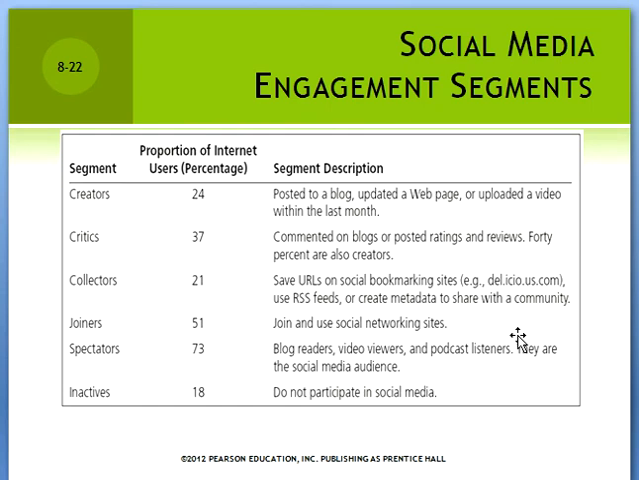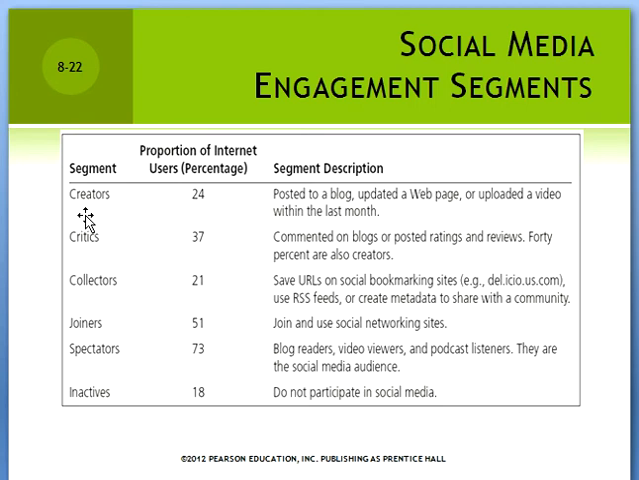Social media engagement segment, of course, is an area on which there will be one full chapter which we'll be covering later on. But at this point in time, have a look at how you can break down the segments who are part of the social media. In this case, 24% of them are creators. They post a blog, update a web page, upload a video within the last month. So these are the more frequent users. They are about 24%. Critics, 37%, they comment on the blogs. 40% are also creators.